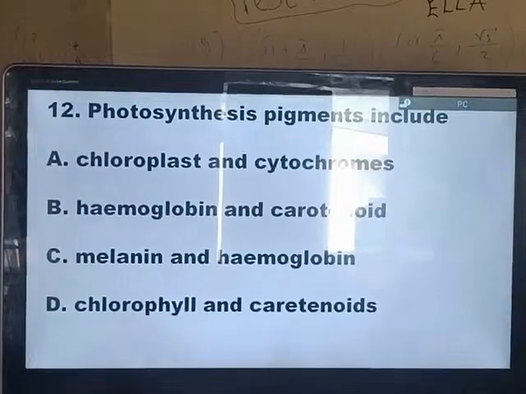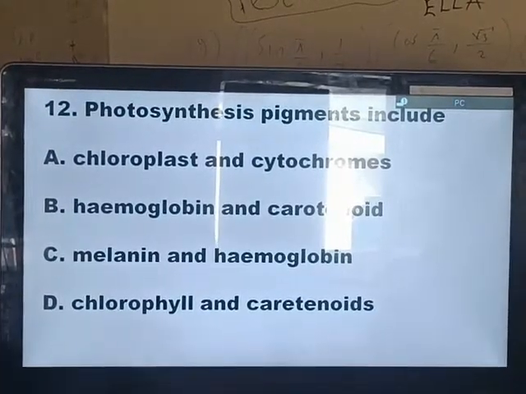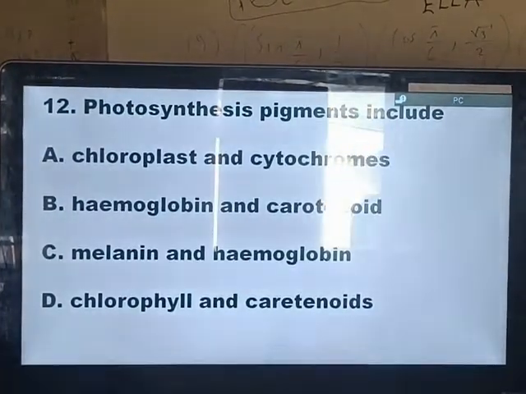Let's go to the 12th question. Photosynthesis pigments include, now the main pigment of photosynthesis is chlorophyll. However, there are other pigments that can also be used to photosynthesize. Option A, chloroplast and cytochromes. B, hemoglobin and carotenoid. C, melanin and hemoglobin. And the correct answer, option D, chlorophyll and carotenoid.